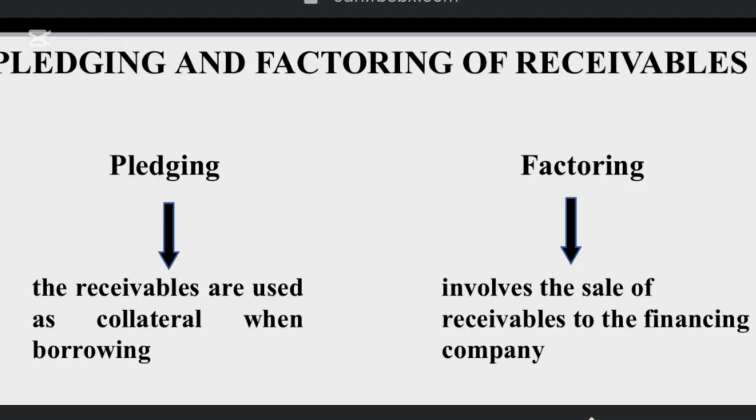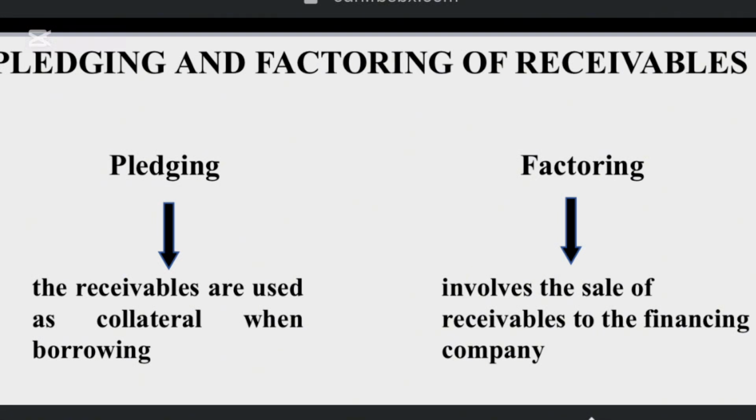This is the pledging and factoring of receivables. So when we say pledging, the receivables are used as collateral. Dihimulan mo siyang collateral. Now, when we say factoring, it involves the sale of your receivables to the financing company. So as we all know, that receivables is a result of our sales, credit sales made by the business. So it is a good source of short-term funds.